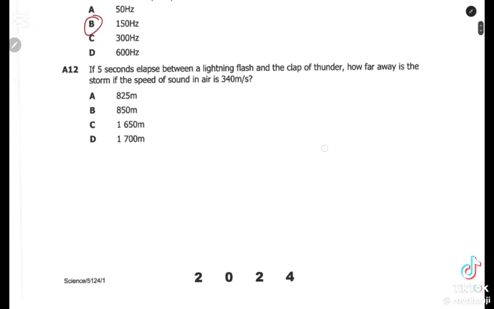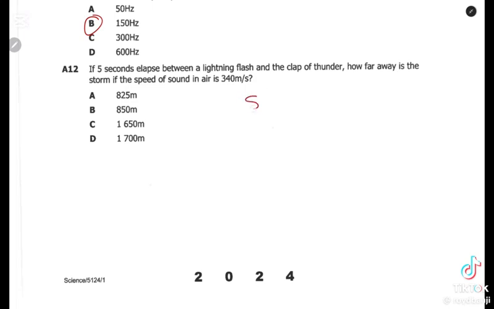Question 12: if 5 seconds elapse between a lightning flash and the clap of the thunder, how far away is the storm if the speed of sound in air is 340 meters per second? Okay, if 5 seconds elapse between a lightning flash and the clap of the thunder, how far away is the storm if the speed of sound in air is 340 meters per second? So here, how far is, we are looking at distance.